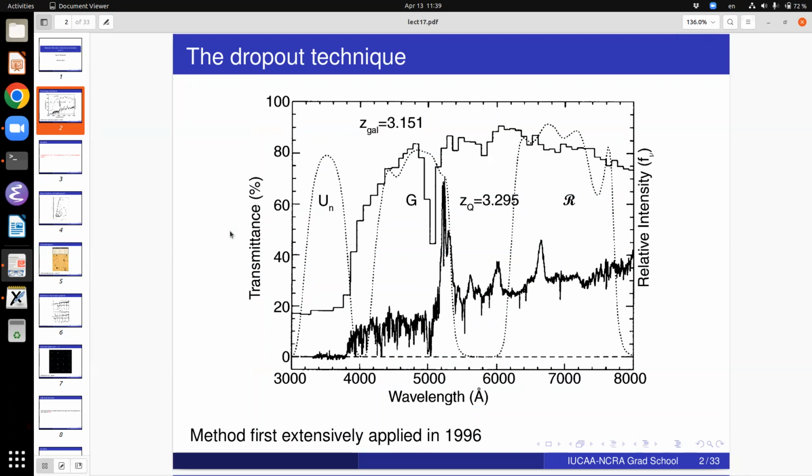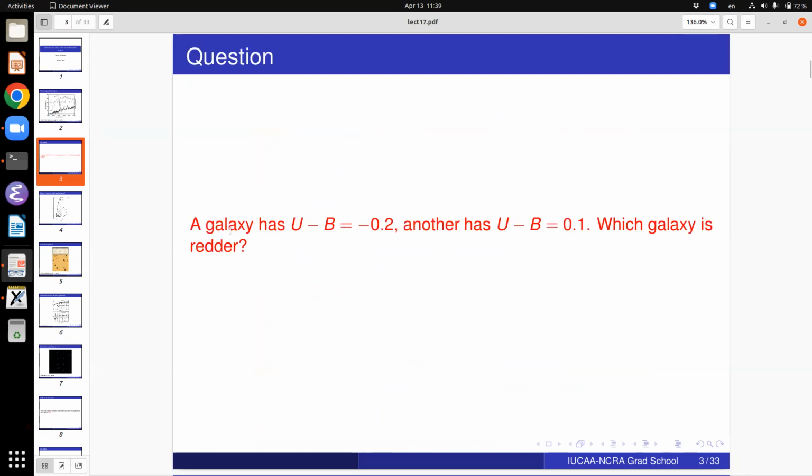It was first extensively applied in 1996. Okay. So this is a quick review question. A galaxy has U minus B of minus 0.2, another has U minus B of 0.1. Which is redder? First one is bluer. Second one is redder. Correct.